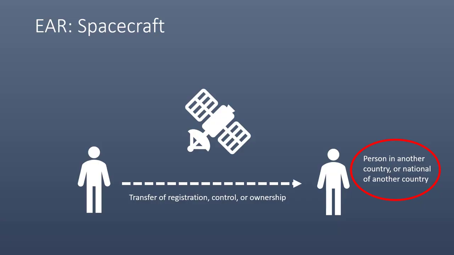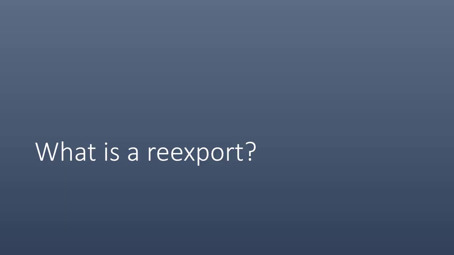But under the EAR's rule, an export occurs when you transfer registration, ownership, or control of a satellite to any person who is in a foreign country, and presumably even to an American citizen in a foreign country. Or if you transfer to a national of another country, presumably even someone who is a dual US citizen. We don't know why this distinction exists, but it's super important to be aware of it. Okay, that's it for exports. Now let's very briefly discuss re-exports.